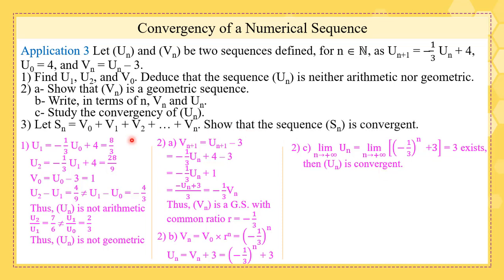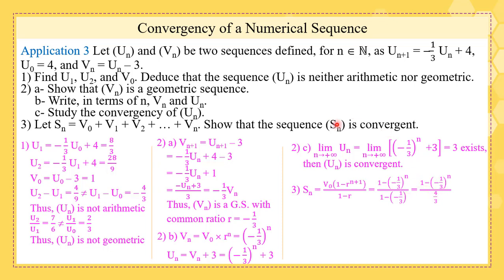Part 4, Sn is V0 plus V1 plus V2 plus and so on plus Vn. So it's the sum of a geometric sequence. We need to show that the sequence Sn is convergent. Try to do it alone. Let's check. Applying the formula, Sn is V0 times 1 minus r to the power n plus 1 over 1 minus r, which is going to be, after simplification, equal to this quantity.